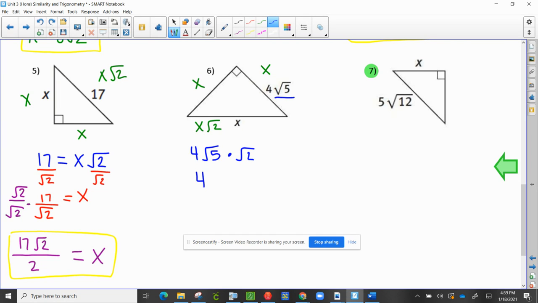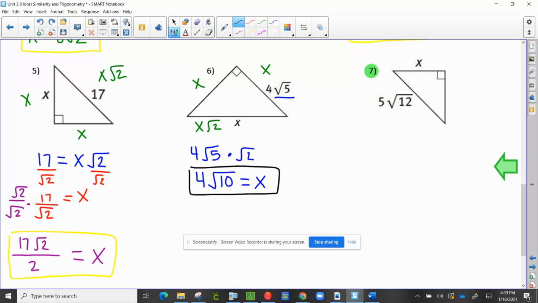But root 5 times root 2 would give me a square root of 10. Now, if we could have broken that down a little bit, we should have. But root 10 has no perfect square factors. So we know we're done with this one. So this would be our answer, 4 root 10. So that would be our hypotenuse.